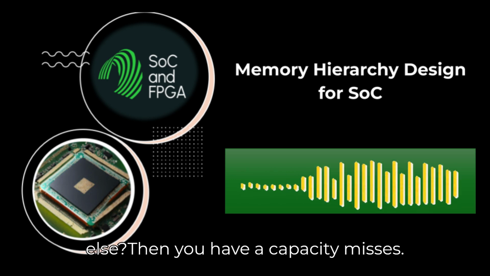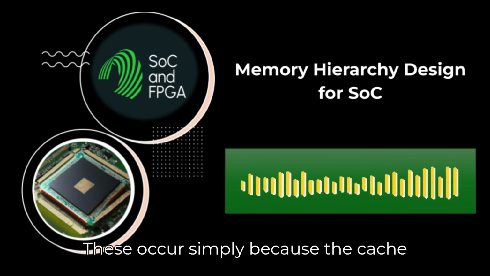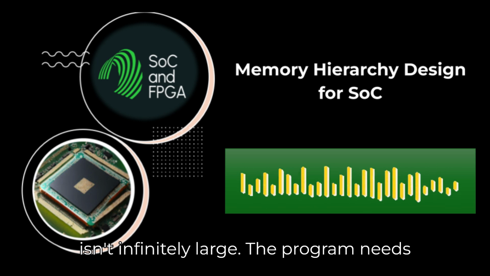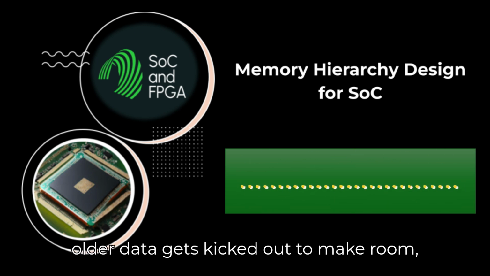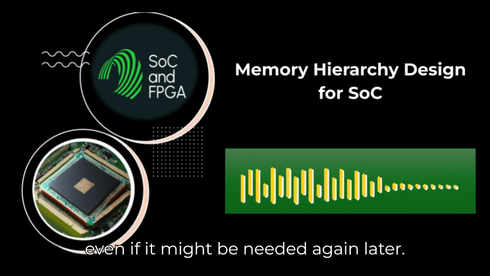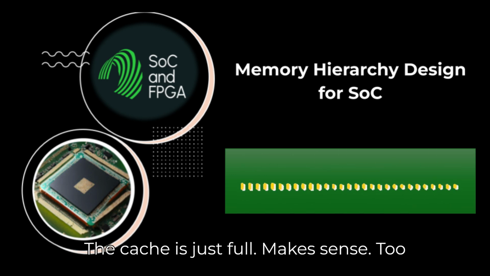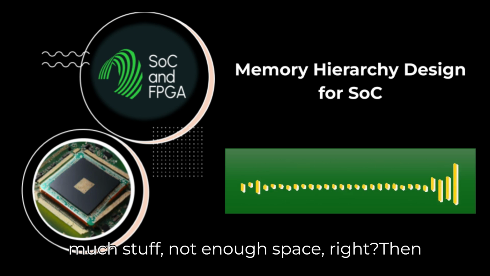What else? Then you have capacity misses. These occur simply because the cache isn't infinitely large. The program needs more data than the cache can hold, so older data gets kicked out to make room, even if it might be needed again later. The cache is just full. Makes sense. Too much stuff, not enough space.